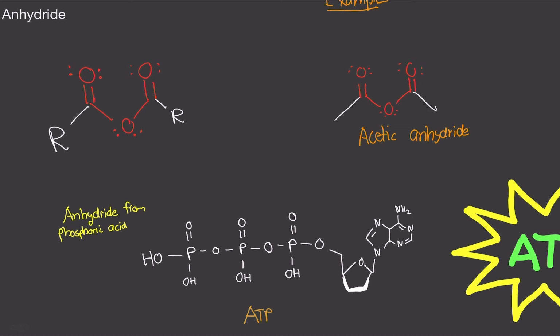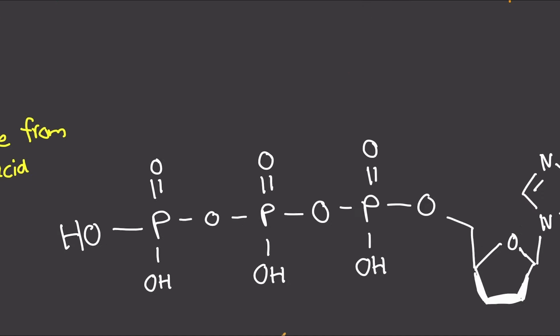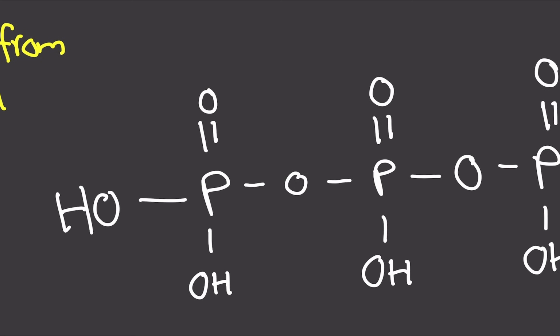One derivative is from phosphoric acid, and it comes in the form of ATP. Notice right here, we actually have some kind of anhydride looking molecule. We have the two oxygens with an oxygen in the middle. Instead of the carbons, we actually have a phosphate. So it's kind of like a derivative of an anhydride.